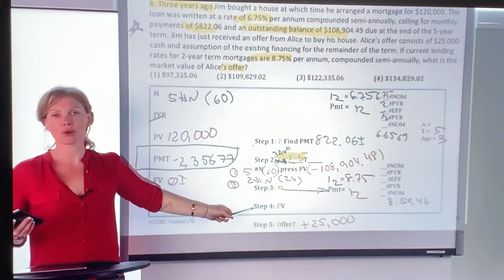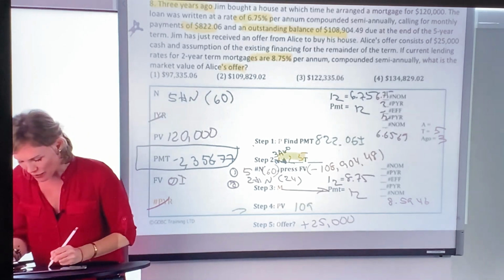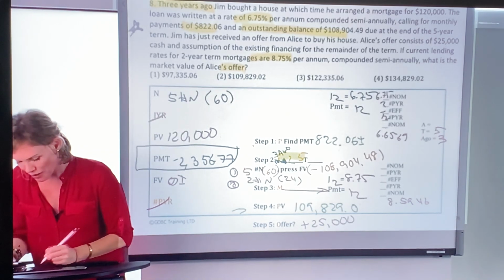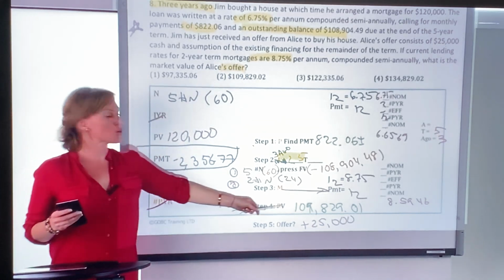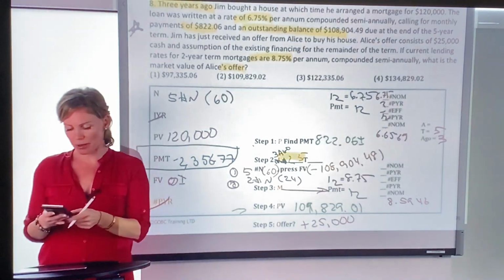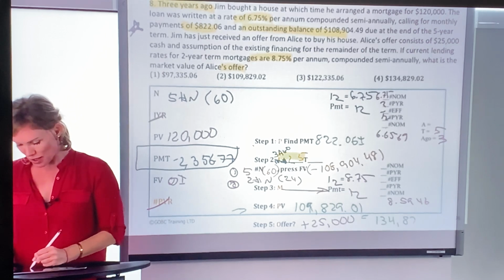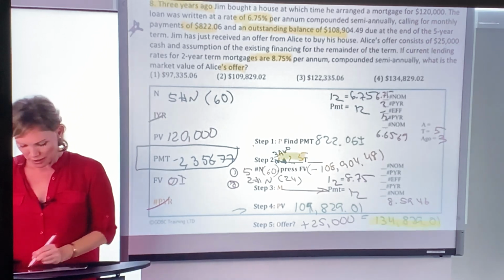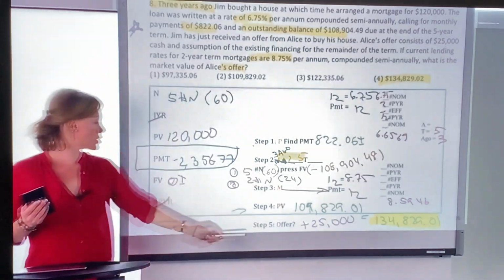Step number 4, you press your PV. Just press it and see what happens. It will come up as 109,829.01. Did you get that? And then this is your mortgage. They're looking for the offer, so if it's an offer, you need to add the cash. So do regular plus 25,000 plus regular equals. Mine came up to 134,829.01. Let's look back at the answers. 134,829.02. Perfect, so we're good. And we can go for the next question.